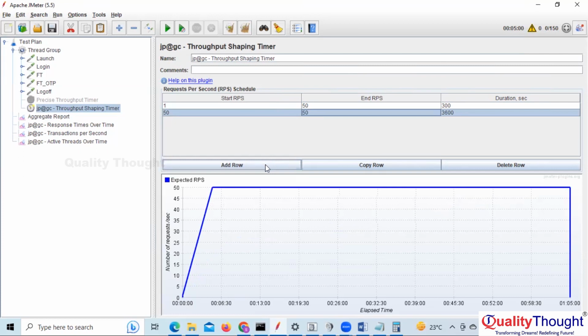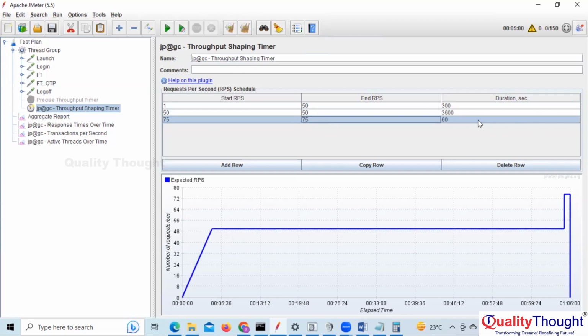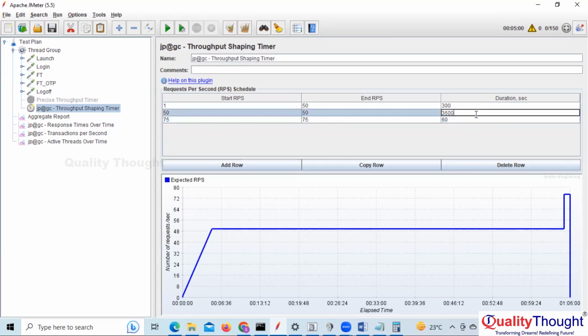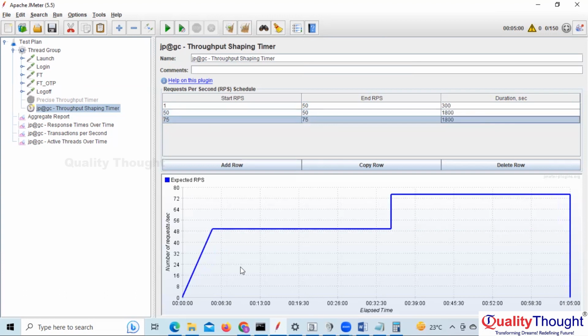Okay, and you can add a different row, and you can say suddenly it should increase to 75 at some point of time. And you can give 1800 here, and you can give 1800 here. See, so you can play with your throughput.